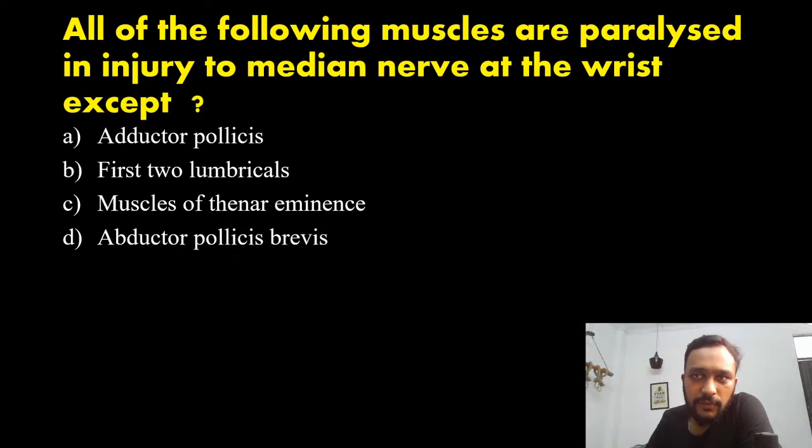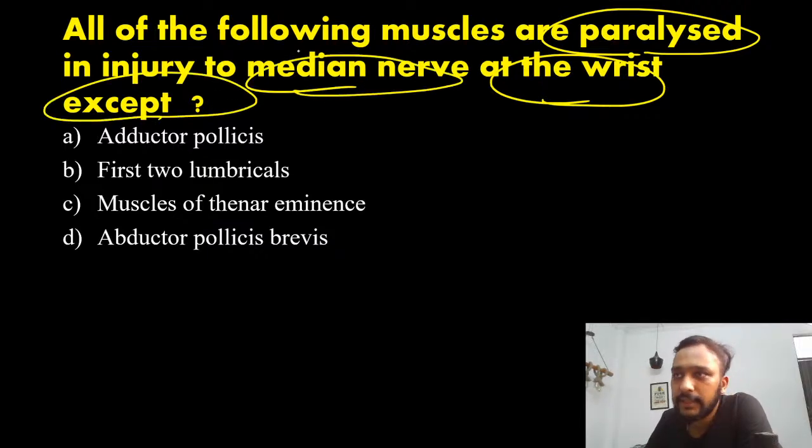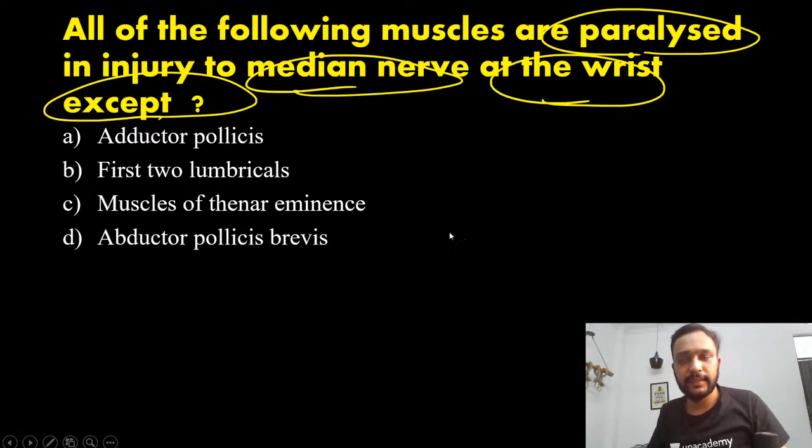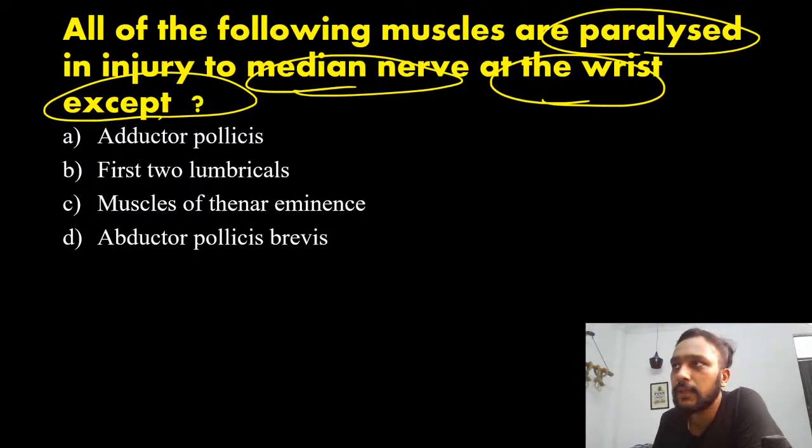Okay, so guys, now we move on to the next. All of the following muscles are paralyzed in injury to the median nerve at the wrist, except. Now everyone, A, B, C or D? What is your answer for this question?